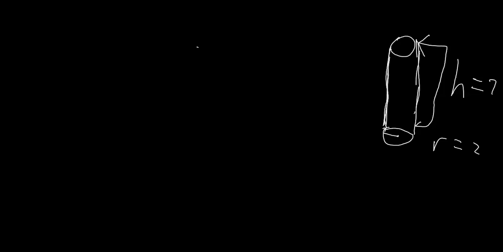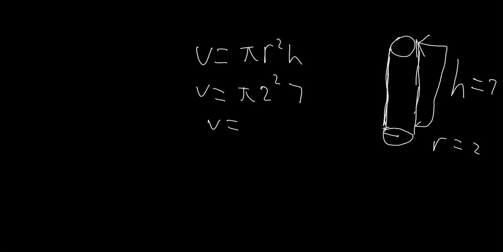Okay. Now that you've tried to attempt the problem. First, this is the formula: pi r squared times the height. Now we just plug in all our values. So we know 2 squared times h, meaning our answer is just 28 pi units cubed. And that's our answer.